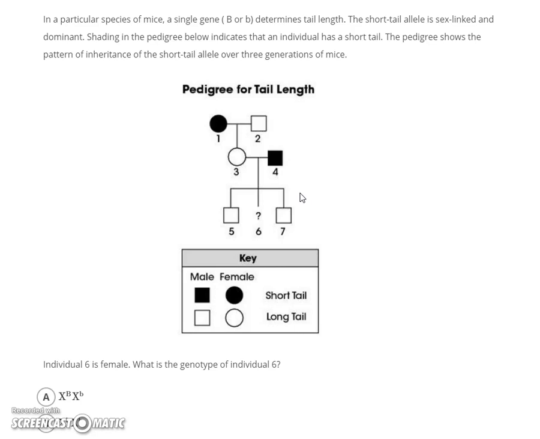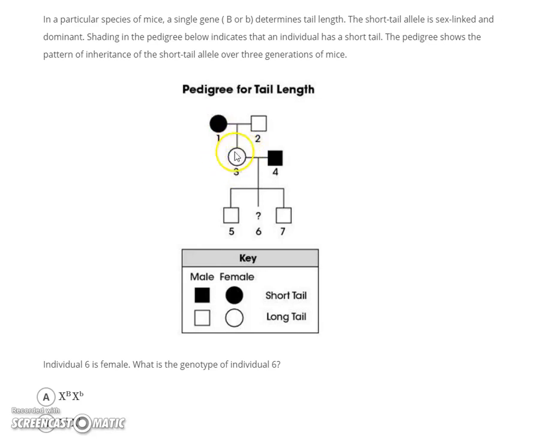So the question is, this trait, which is a short tail trait, is dominant and it's sex-linked. Anybody who's shaded in here has the trait, and your job here is to find out, if mouse number 6 is female, what is their genotype? So we need to know what letters they're going to inherit. We could walk all the way through this. I guess we could do that.